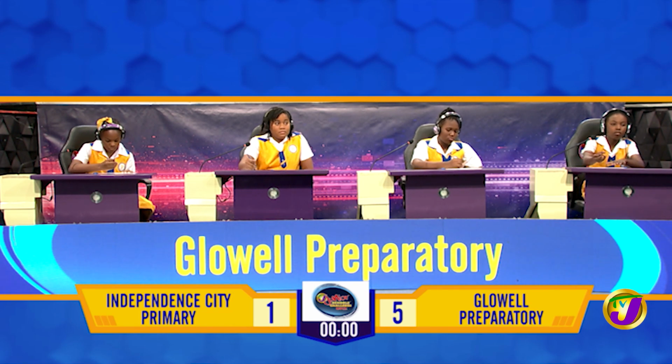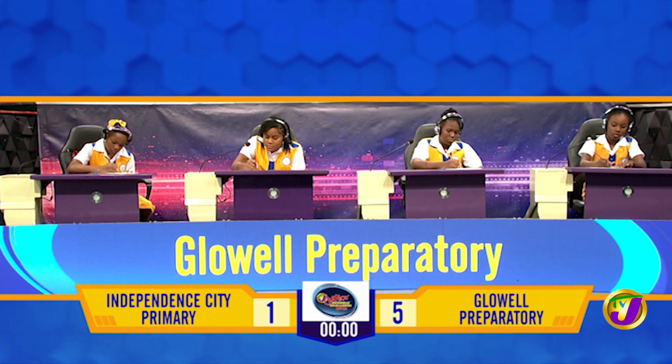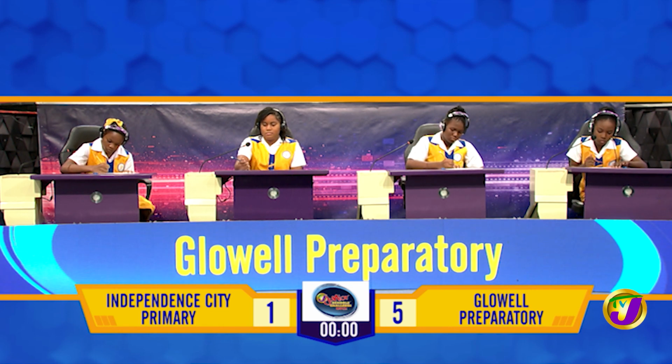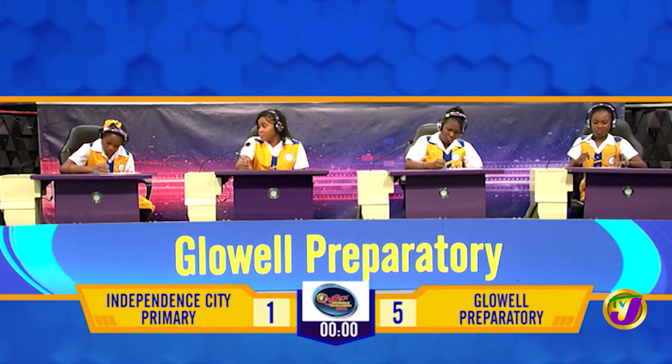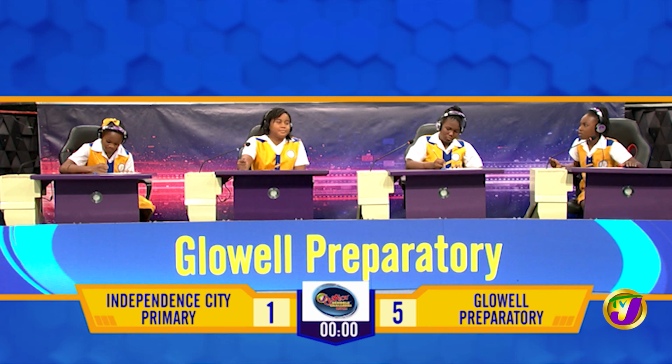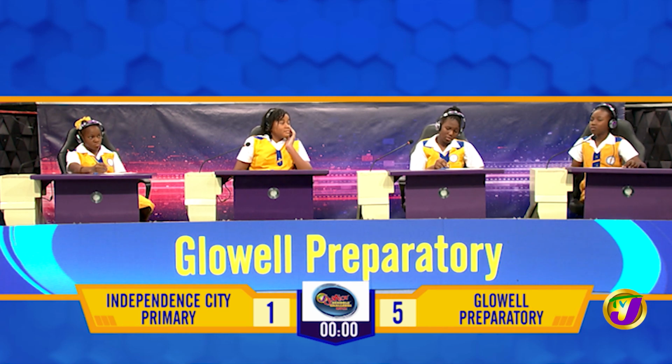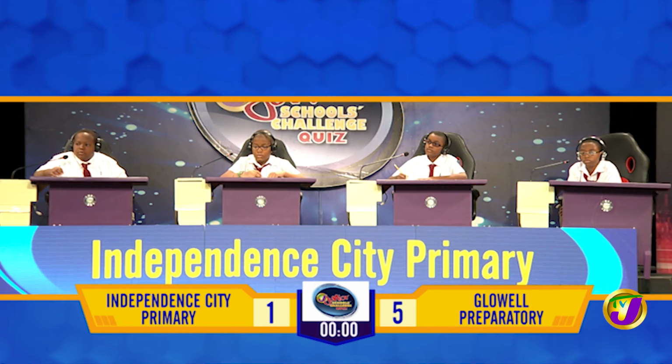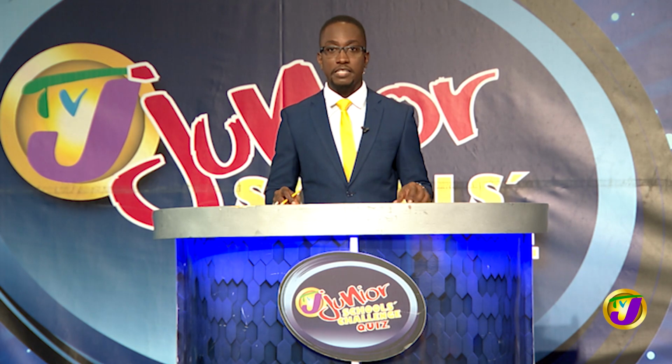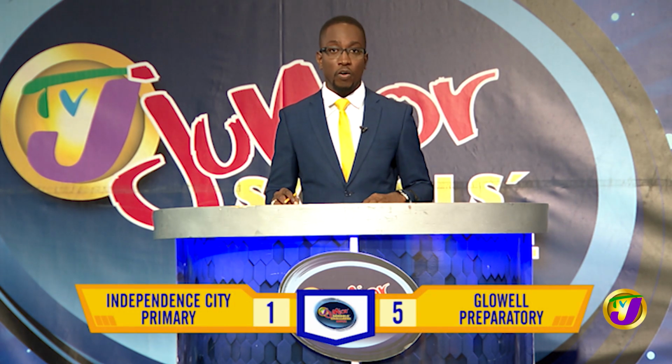It's now time for your question, Glowell. Mathematics. What is the median of the numbers 19, 15, 27, 20, 21, and 24? Your time has passed. Would you like to try, Independent City? No, thank you. The answer is 20.5. And that's the end of section one. The scores are Independent City Primary on 1 and Glowell Prep on 5.